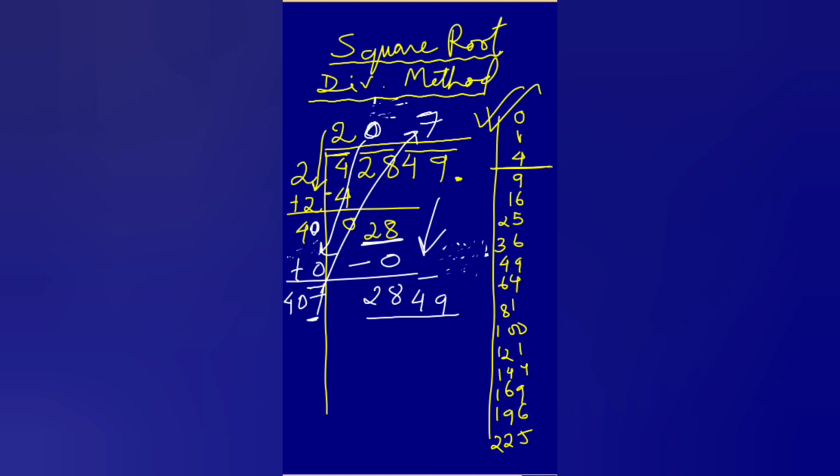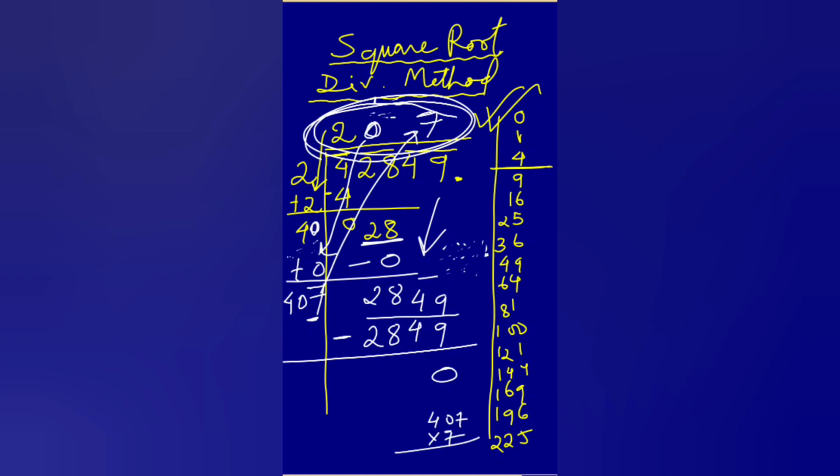407 into 7, let me write it down here, 407 into 7, and it will give you 2849. All right, I subtract, I get 0, so it is done. So what is my answer? 207 is the answer. Let me help you with one decimal one.